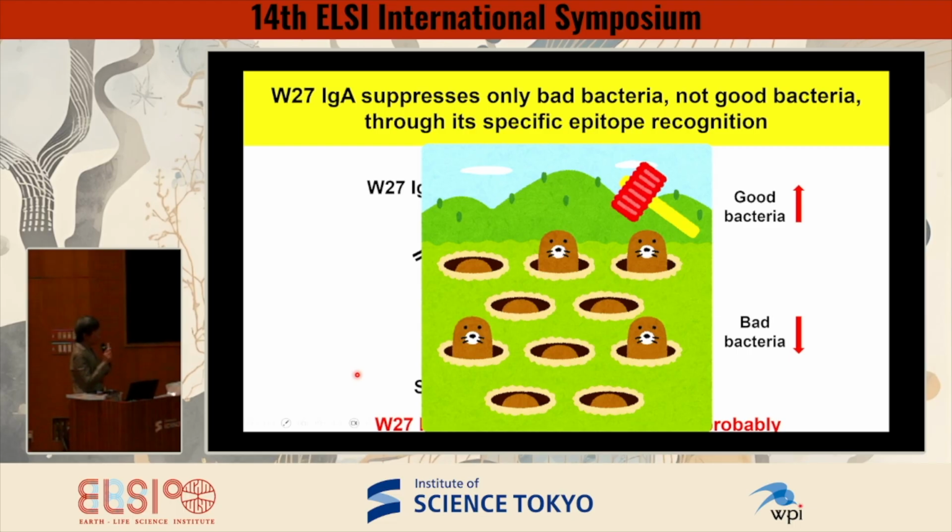The IgA function is a whack-a-mole game. Just as some bad bacteria start to overgrow, the IgA can suppress them, but does not kill them. This is very important: it does not kill, and it maintains the gut microbiota diversification, but IgA can make the balance.